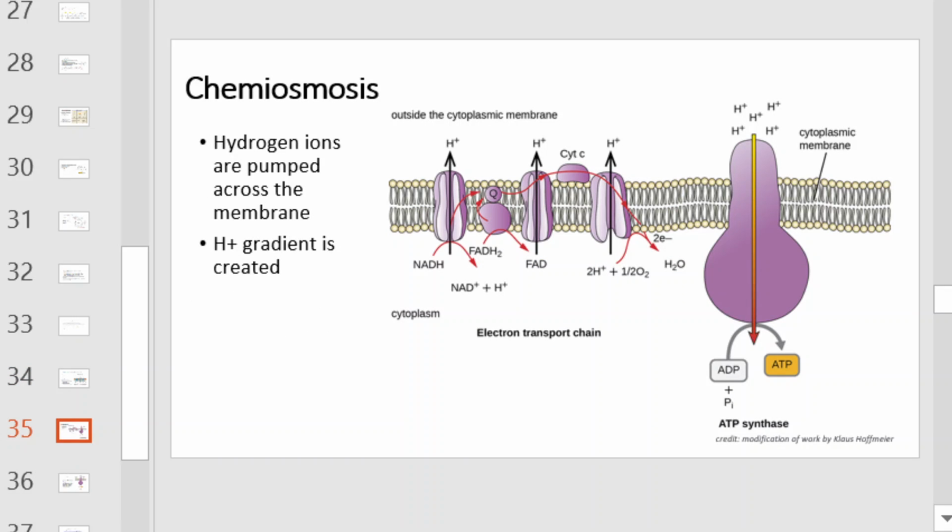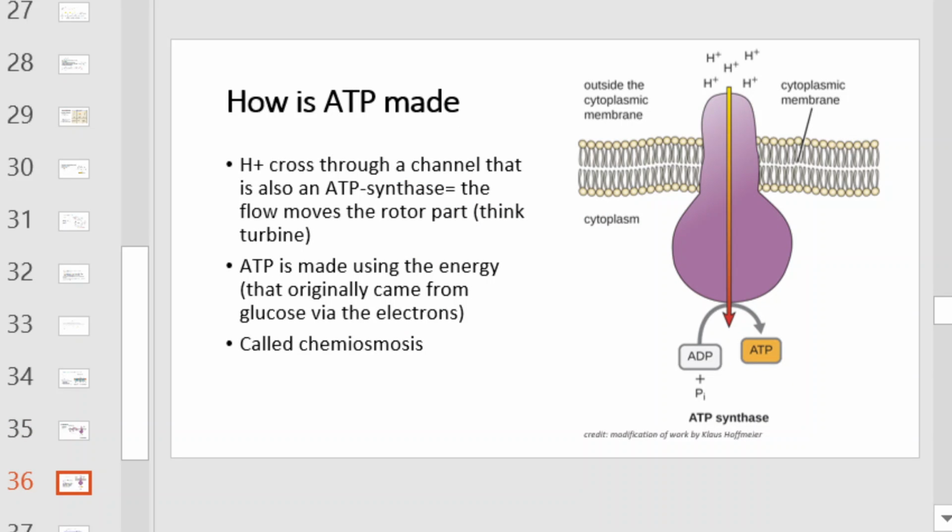This is an illustration of chemiosmosis. Hydrogen ions are pumped across the membrane, and a chemiosmotic gradient of hydrogen ions forms, where you have a greater concentration of hydrogen ions outside the cytoplasmic membrane than inside. Those hydrogen ions will then leak through the CF0-CF1 complex seen at the far right. Those moving charged particles' energy will be harnessed by the enzyme ATP synthase and used to make ATP. This is called chemiosmosis.